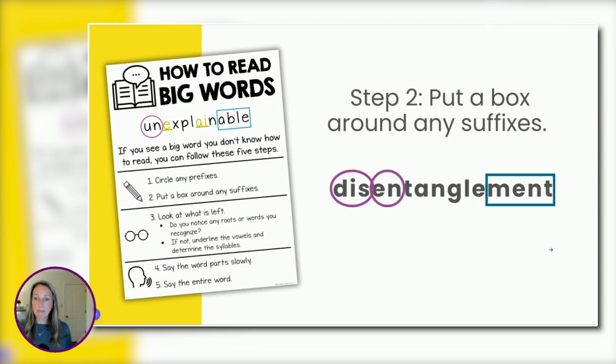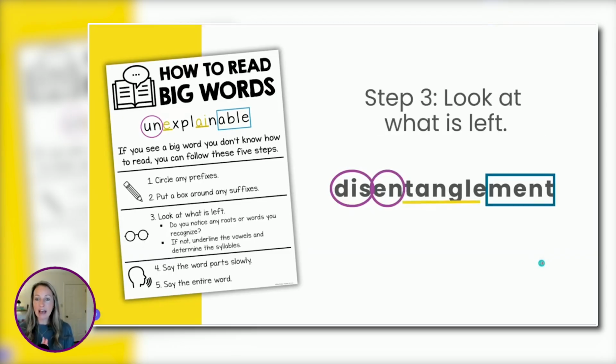Then we want them to put a box around any suffixes that they see. And then we're going to have them look at what is left. Now, if you're a student who struggles with reading, all of a sudden you've eliminated three parts of this word and you're left with that middle section. Hopefully your students would have enough reading skills that they might recognize the word tang, or they might even recognize the word tangle, or they might see the word angle with a T in front of it.